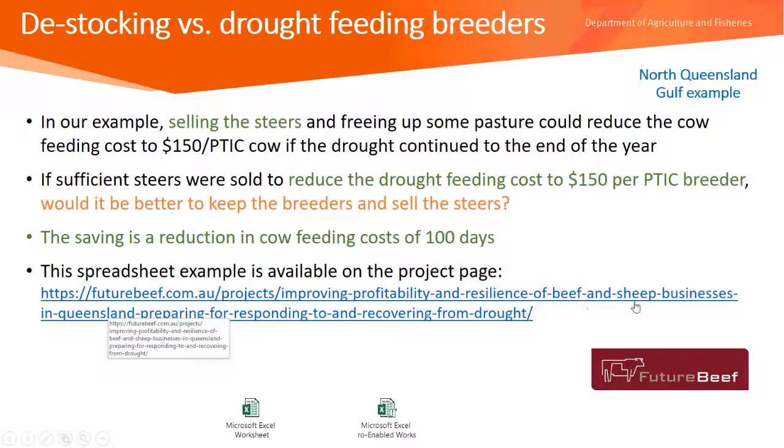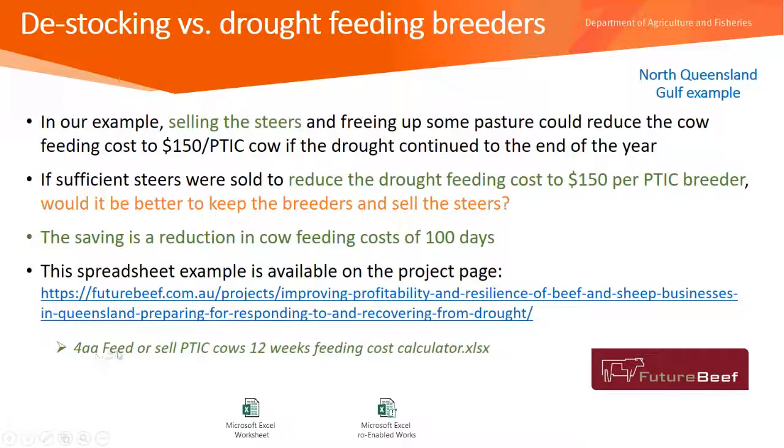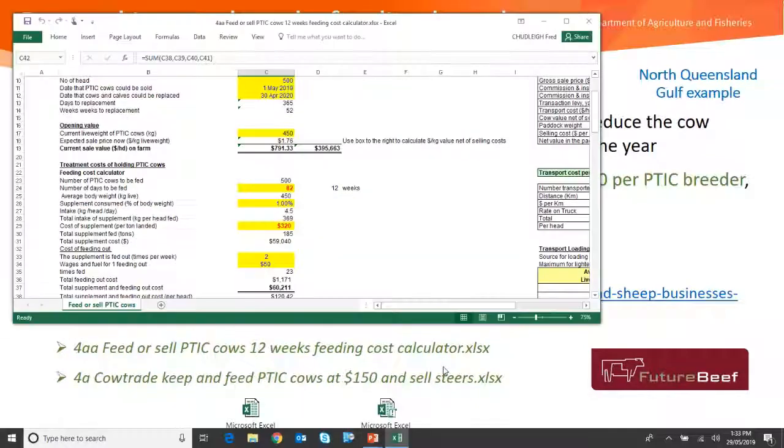We've got two spreadsheets this time. The first spreadsheet looks at calculating the feeding cost of feeding these cows for 12 weeks, which is the spreadsheet we used previously. We only use it for the feeding costs. The second spreadsheet is the cow trade spreadsheet, where we look at calculating the value of holding these cows and feeding them. So let's open up the first spreadsheet.